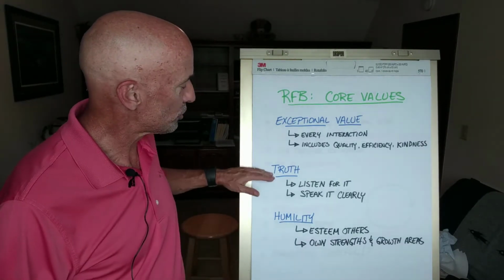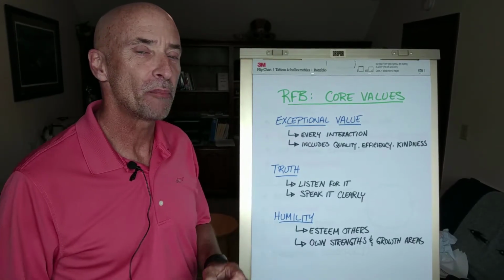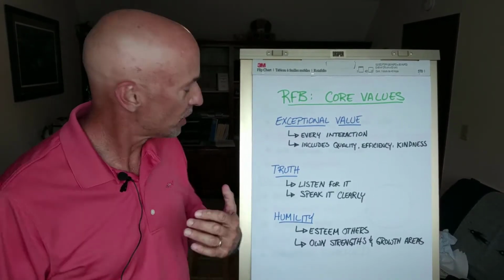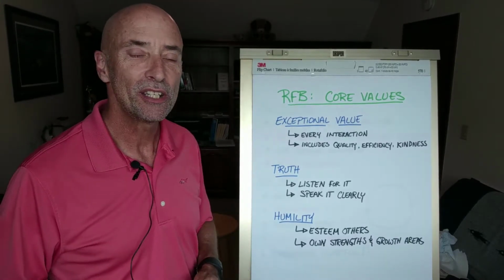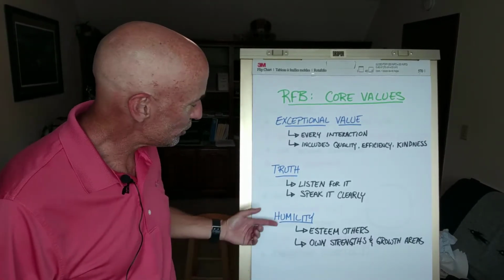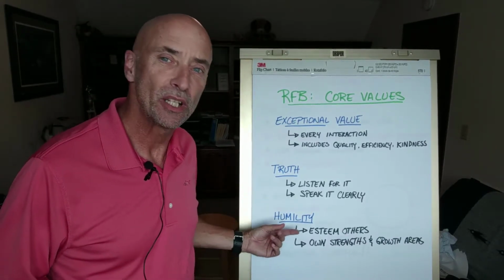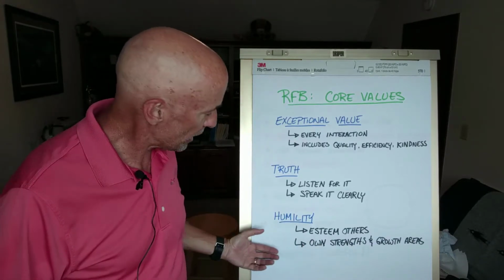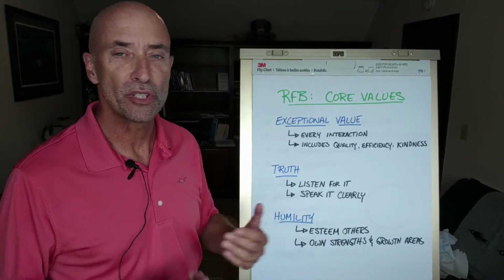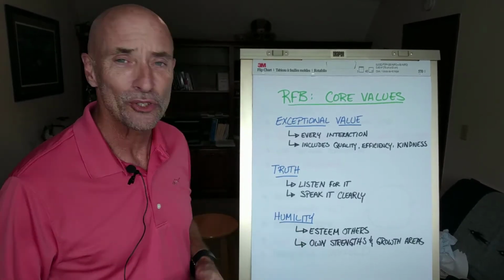My second core value is truth, that I listen for it, be open to it, particularly when it's not what I wanted to hear, and that I speak it clearly and courageously. The third is humility, and I define that as esteeming others and as owning both the strengths that I have and my growth opportunities, my weaknesses.